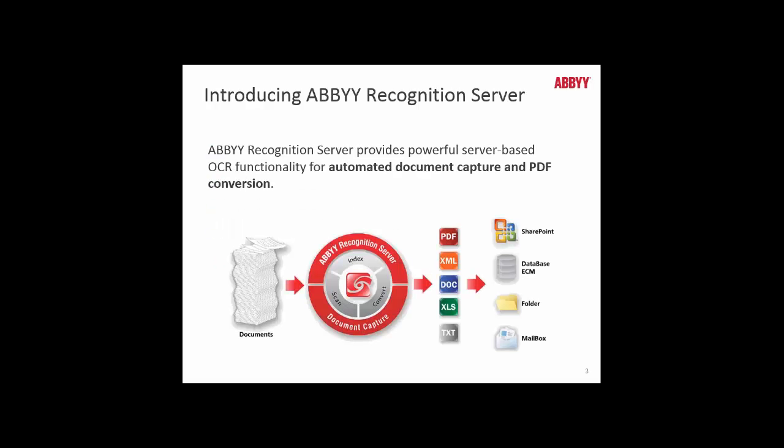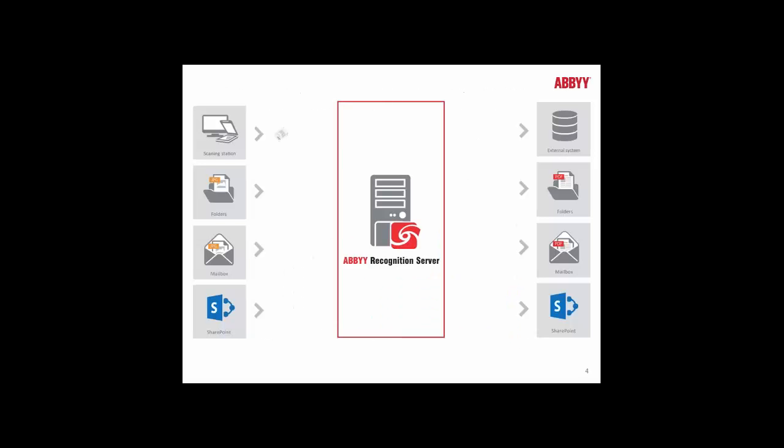First of all, I would like to start with the positioning. ABBYY Recognition Server is a powerful server-based OCR solution for automated document capture and PDF conversion. It allows organizations and scaling service providers to implement cost-effective processes for converting paper and image documents into electronic files suitable for long-term digital archiving and full text search. Let me show you how it works.